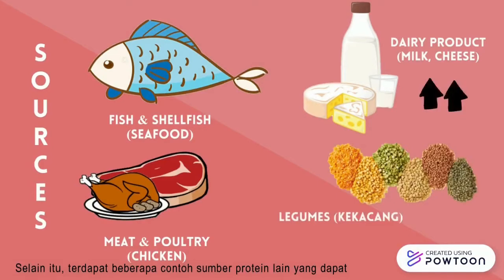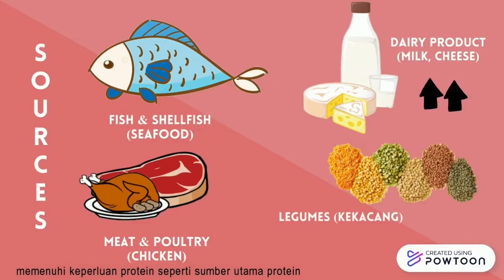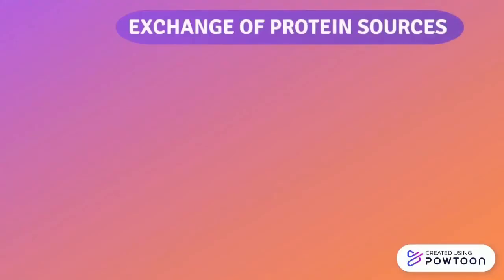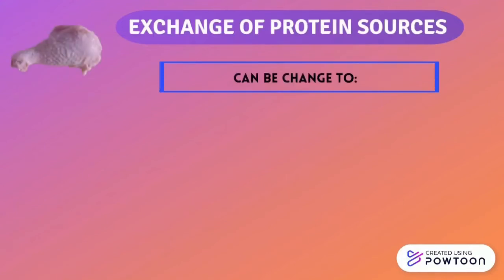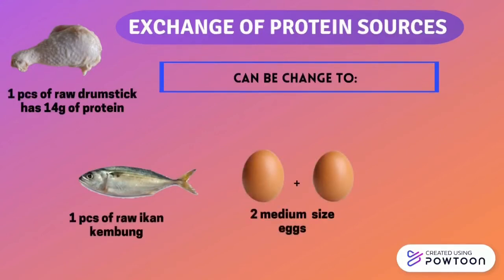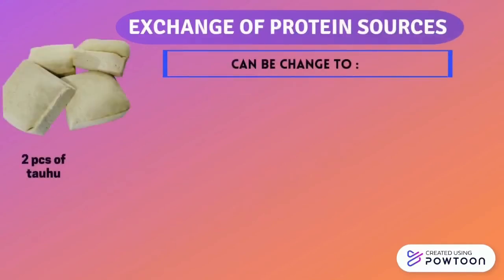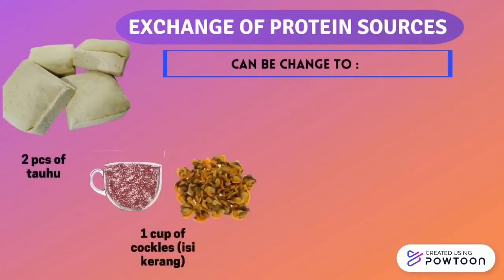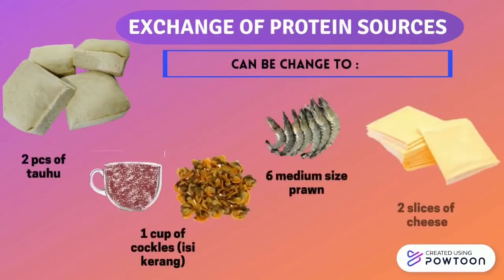Other than that, there are also some other options to fulfill the protein requirement. 1 piece of raw drumstick contains 14 grams of protein. It can be changed to 1 piece of raw ikan kembung and 2 medium-sized eggs to get the same amount of protein as 1 piece of drumstick. Furthermore, 2 pieces of tau, 1 cup of cockles, 6 medium-size prawns, and 2 slices of cheese also produce 14 grams of protein.